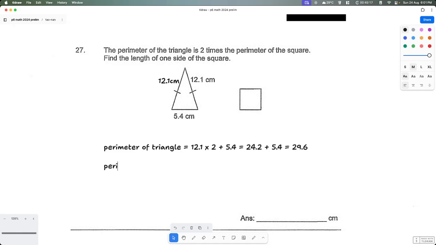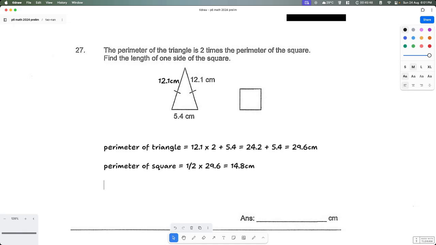Okay, so perimeter of triangle is 2 times. So perimeter of square is equal to half of triangle times 29.6, which is basically 29.6 divided by 2, which is 14.8 centimeters, not 24.8 but 14.8.